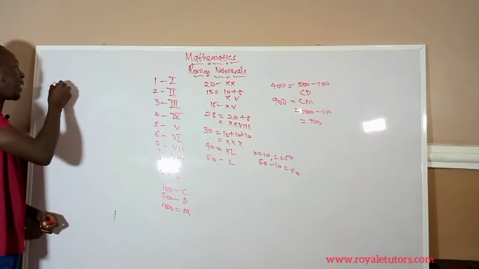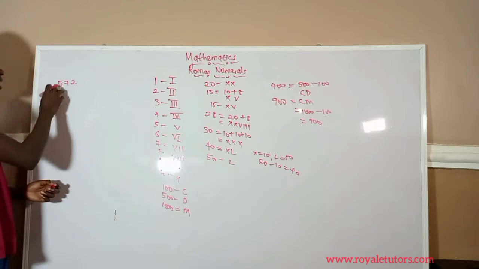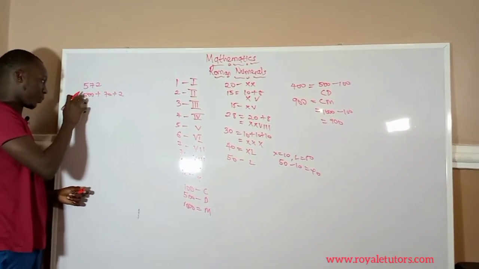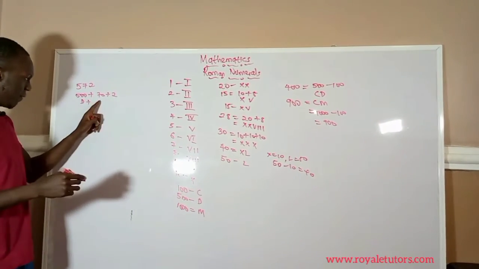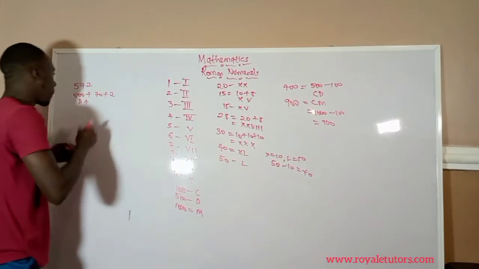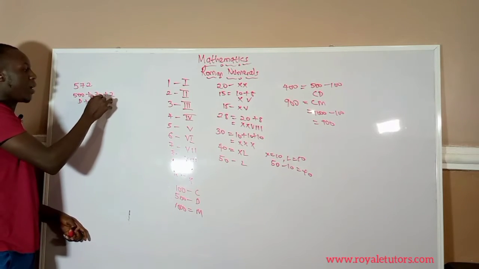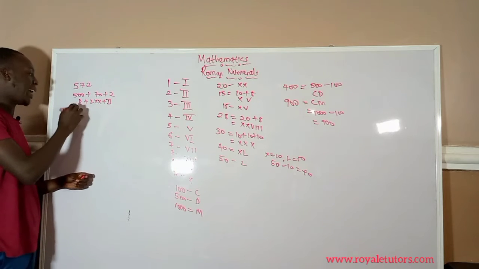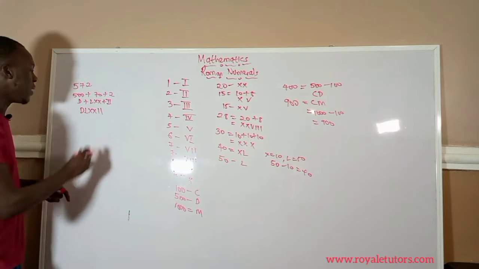Now let's move ahead. What if I have something like 572? How do I write this? I can split this: 500 plus 70 plus 2. What is 500? 500 is D. What is 70? 70 is 50 plus 20. 50 is L, and 20 is XX. Then what is 2? II. So combining all of this together, you have DLXXII.